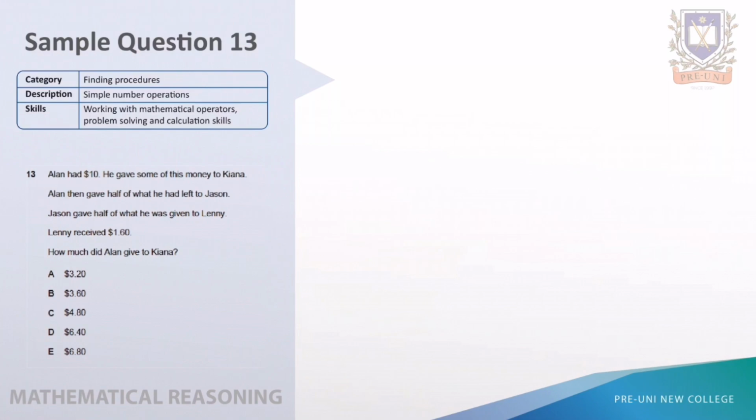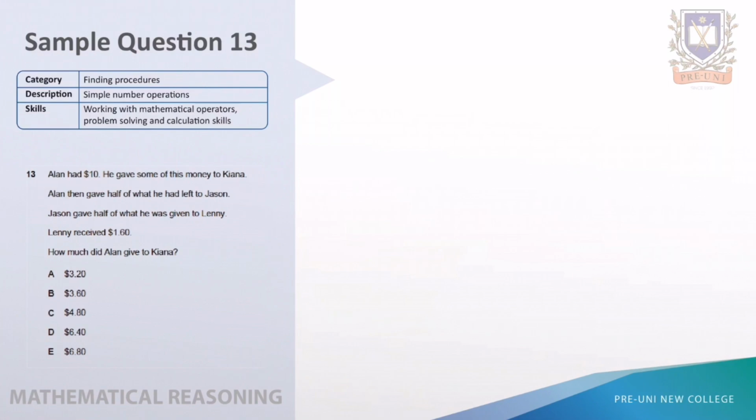Looking at question 13, we have finding procedures and the description, simple number operations, skills, working with mathematical operators, problem solving, and calculation skills. So looking at question 13, Alan had $10. He gave some money to Kiana. Alan then gave half of what he had left to Jason. Jason gave half of what was given to Lenny. Lenny received $1.60. How much did Alan give to Kiana?